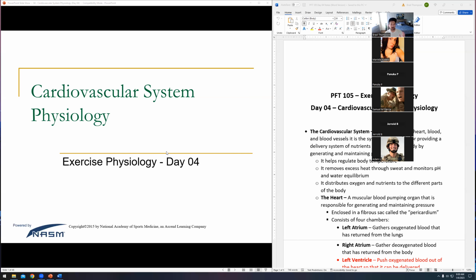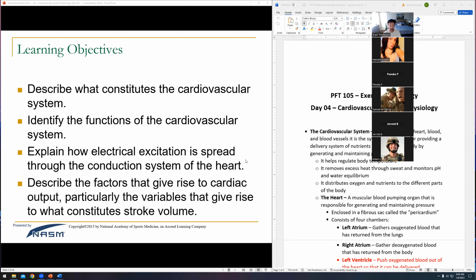So, learning objectives today, we want to talk about what constitutes your cardiovascular system and how it actually functions. So, we are going to look at some of the anatomy today. Some of you guys have been through this with me before, and you'll remember the hardest part of studying the cardiovascular system is just remembering your directions, like if it's going towards the heart, or if it's going away from the heart. And if we can do that, you're going to be in a great spot.